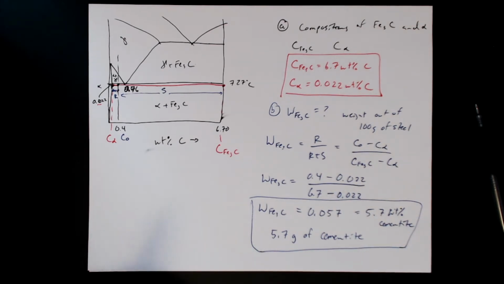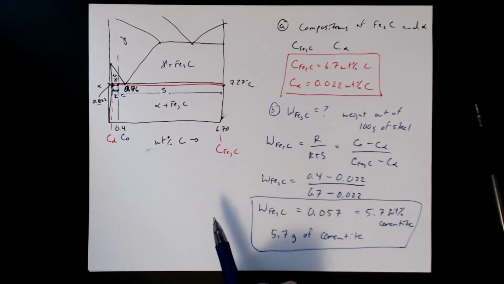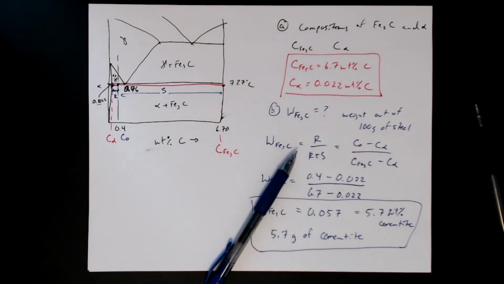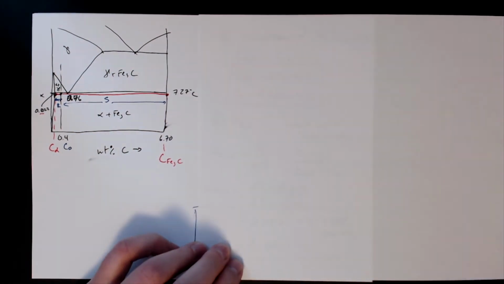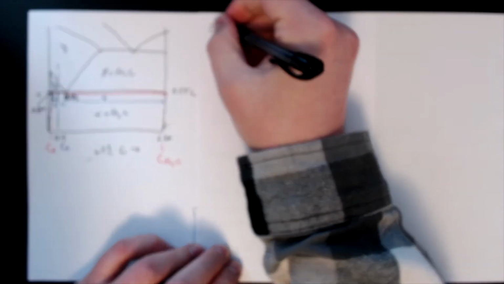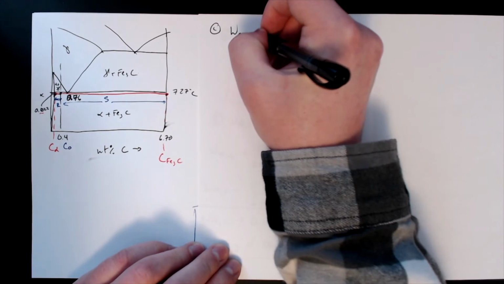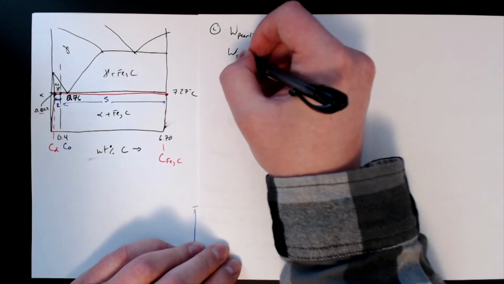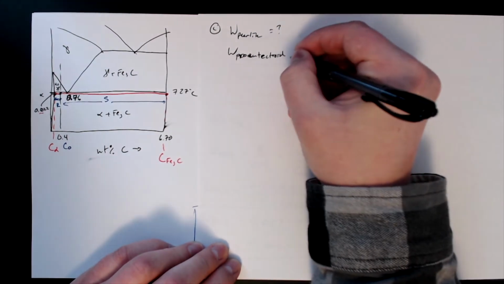All right, so for the next part, it wants us to calculate the amount of perlite, which we know not to be a phase, but a mixture of phases, and the amount of pro-eutectoid ferrite. So let's look at C now. I'll switch back colors. C was looking for the weight fraction of perlite and the weight fraction of pro-eutectoid ferrite.